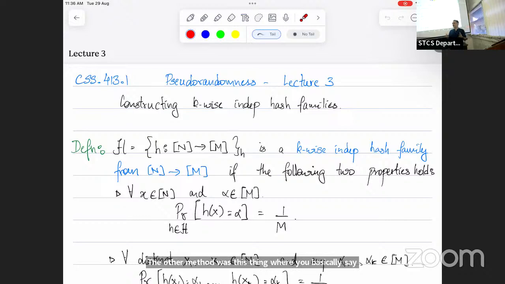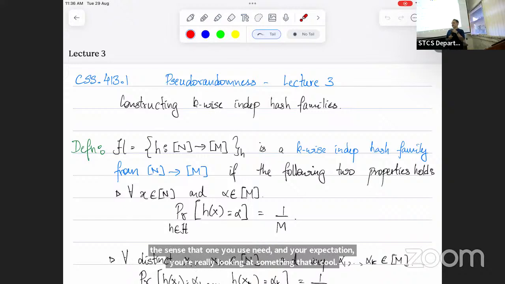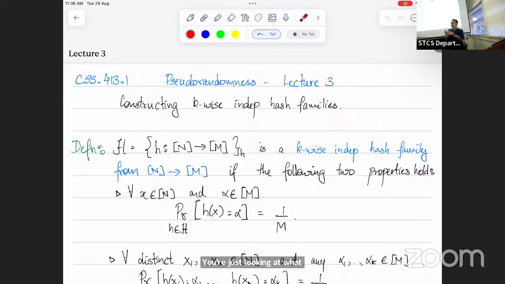The other method was this thing where you say that your proof of how well your randomized algorithm was performing depended on very few variables at a time. A classic example of this was the max cut situation, in the sense that once you use linearity of expectation, you're just looking at what happens edge by edge. And as far as the edge is concerned, you only care about two of the decisions, the two vertices that are there.